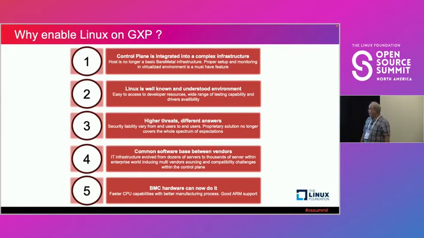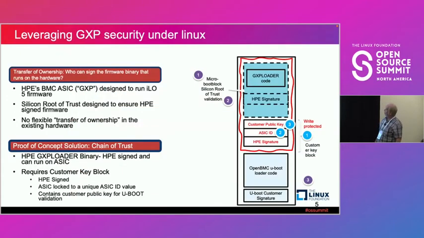And then lastly, the BMC hardware can do it. With the capabilities where we showed the evolution all the way, the capabilities are there now in our ASIC, which will run OpenBMC rather nicely. Even though OpenBMC and Linux are usually associated with a more capable processor, not something like an M4, those are the reasons why we're doing it, and we are doing it.